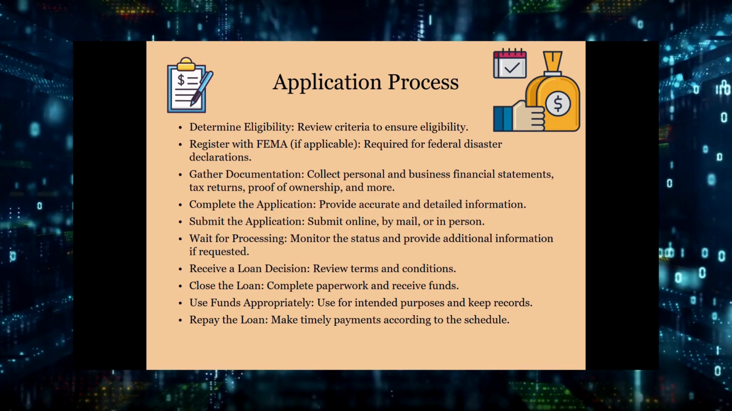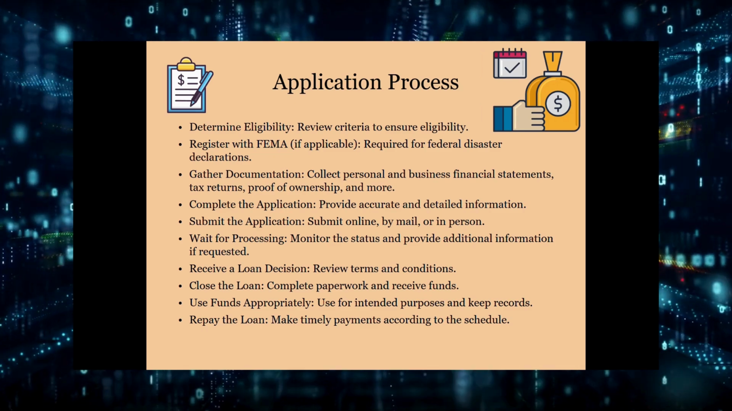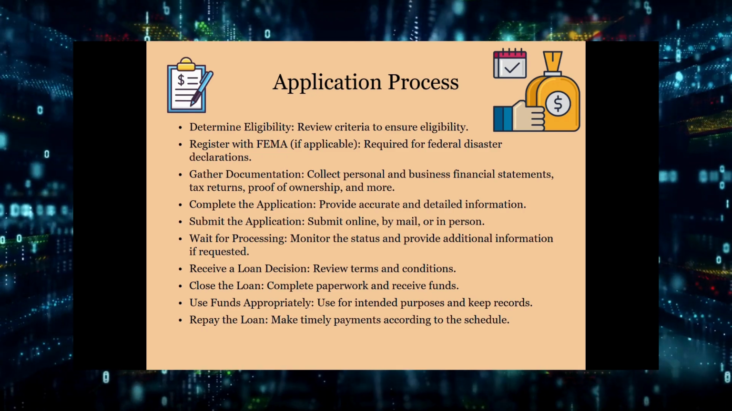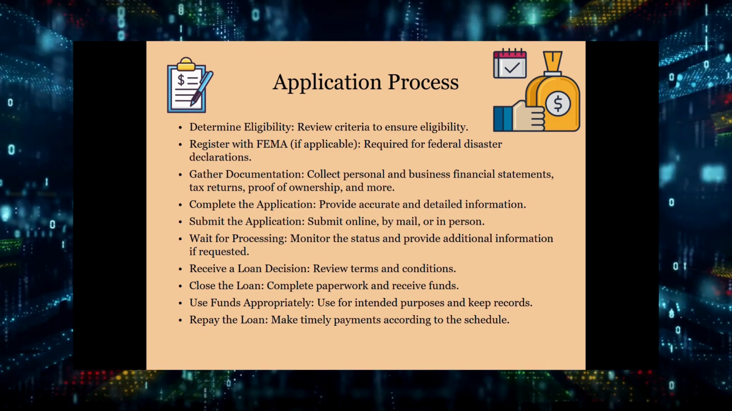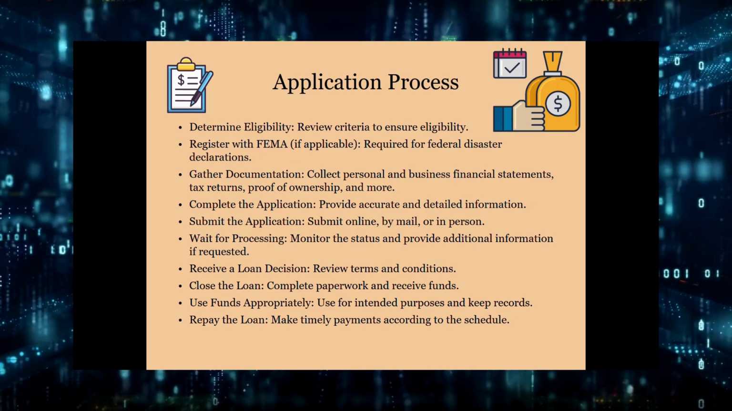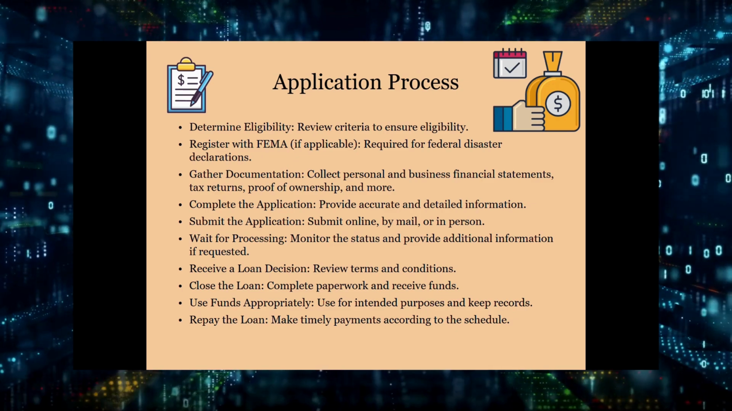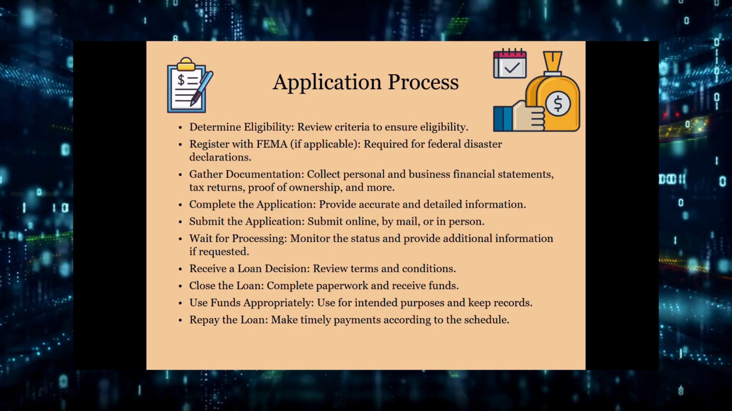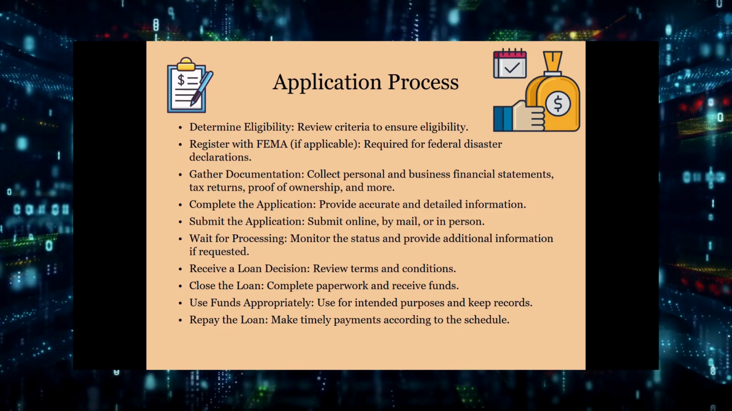Wait for processing. Once your application is submitted, the SBA will review it to determine your eligibility for assistance. This process may take some time, depending on the volume of applications and the complexity of your case. Be patient and monitor the status of your application through the SBA's online portal or by contacting the SBA directly.